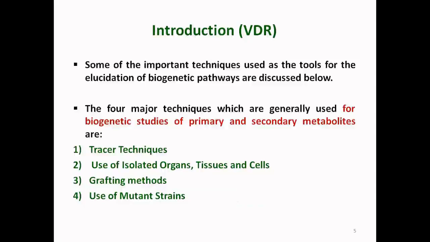So there are different methods which are being used to elucidate or to describe the biogenetic pathway. The four major techniques which we are going to study in detail for biogenetic studies of primary metabolites and secondary metabolites are tracer techniques, use of isolated organs, tissues and cells, grafting methods, and use of mutant strains. We are going to understand all these techniques in detail with supporting examples.